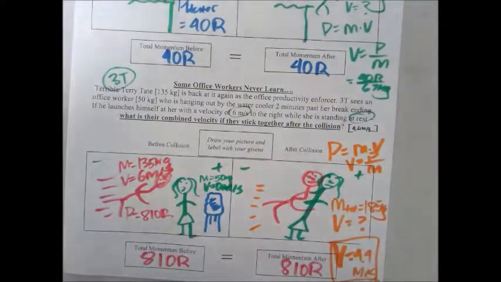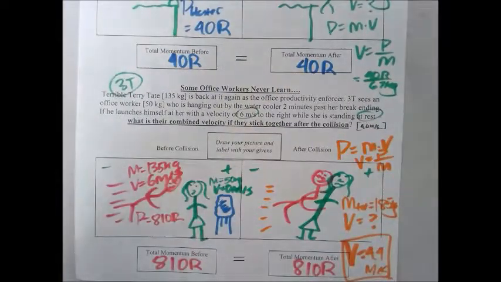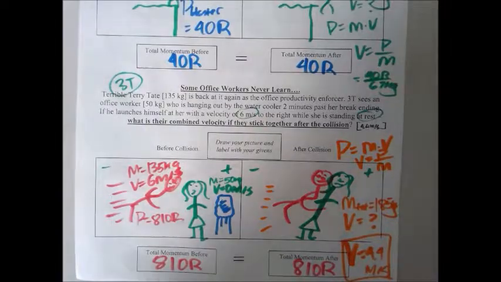Alright, so these are the types of problems that you'll see on your quiz tomorrow. I went over 6 different types of problems today. 4 of the review problems and then 2 of the problems in your collisions packet. Let me know if you have any questions.